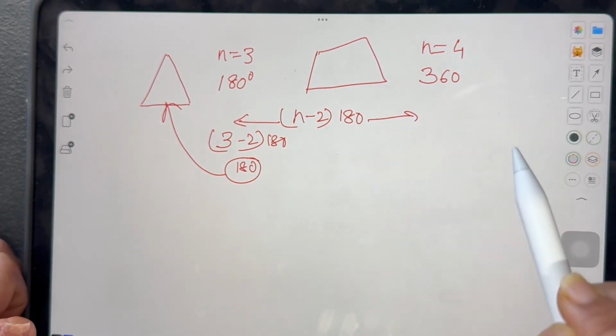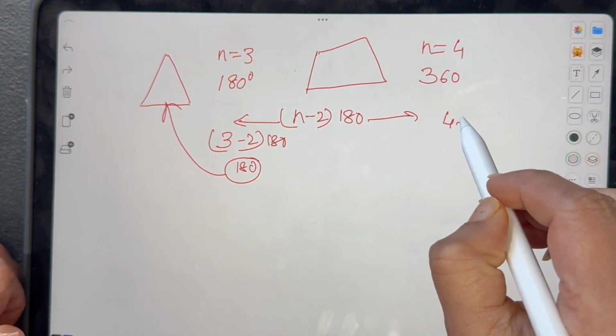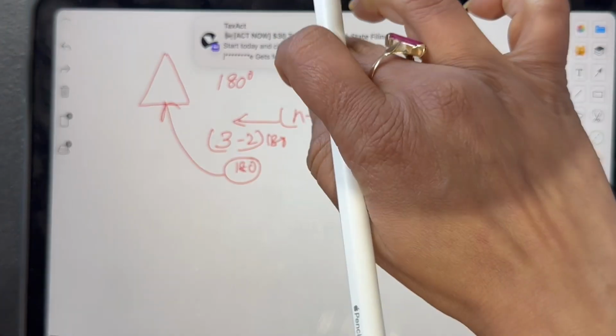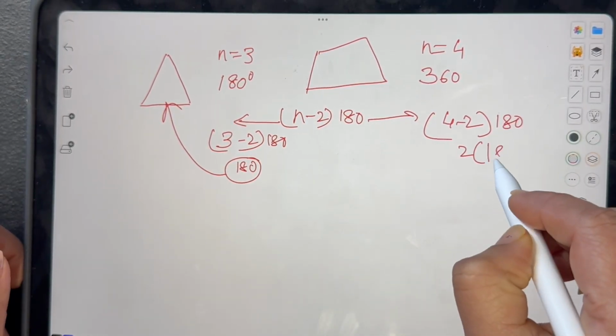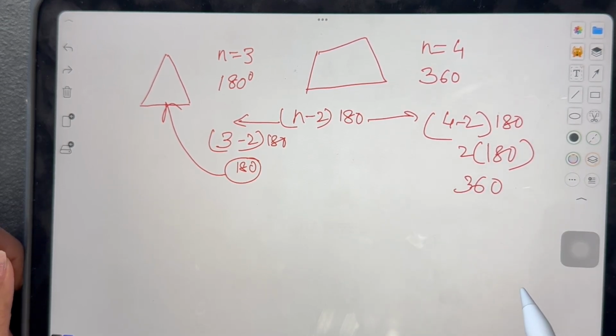Let's check for the quadrilateral. N is 4. So 4 minus 2, using the formula, times 180, which is 2 times 180, which will be 360. It's working for a quadrilateral. So we can use this formula to find the sum of all the angles of any kind of polygon.